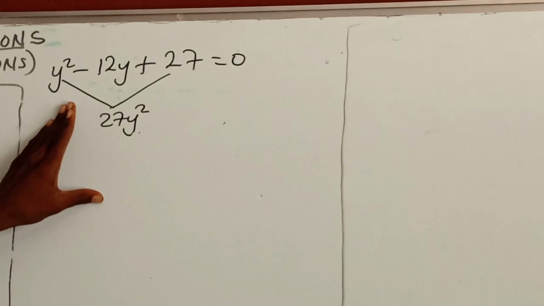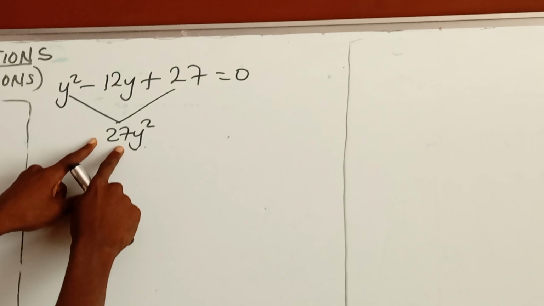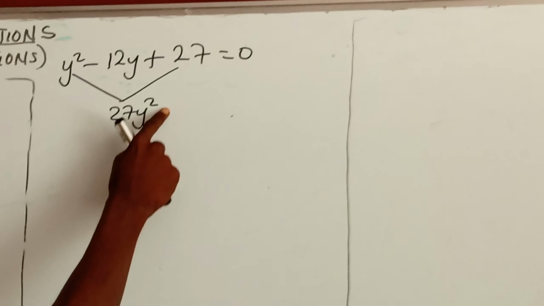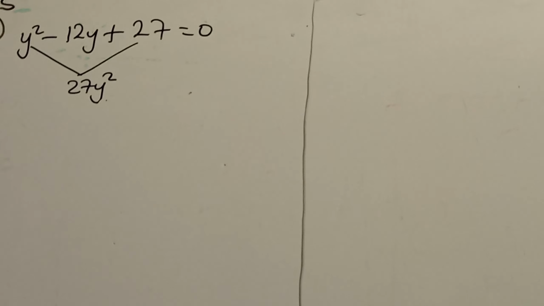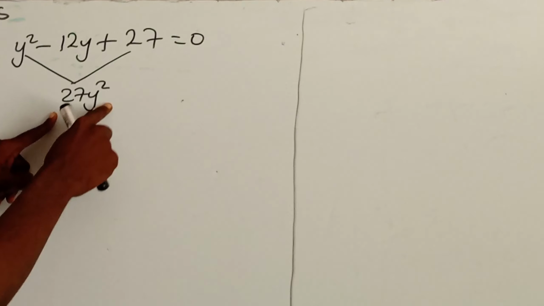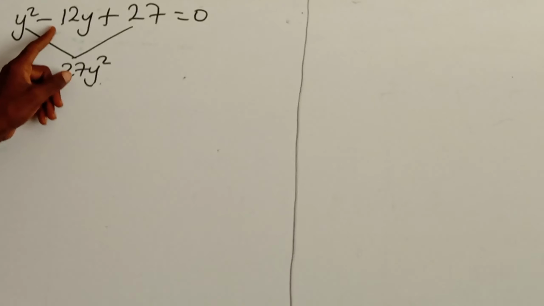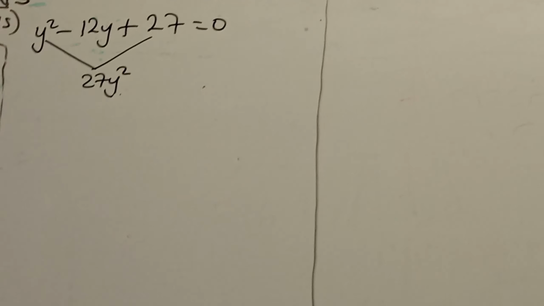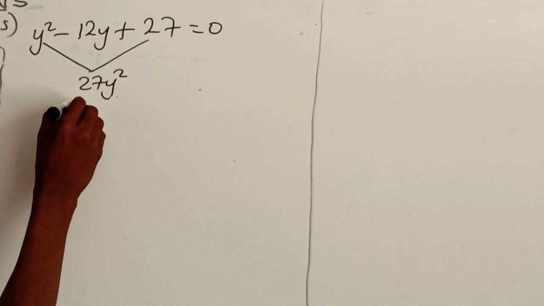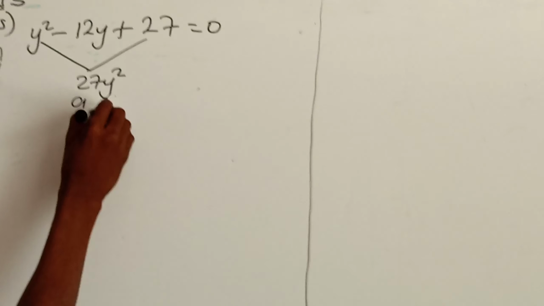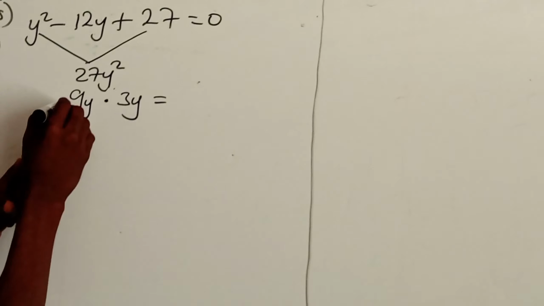So here, if you multiply this and this one, it will give us plus 27y square. So we'll find two numbers, right? When you multiply them, they should give us 27y square. When we add or subtract, it should give us minus 12y. So what are those two numbers? Let's think. Okay, let's say 9y times 3y. Now, let's say two of them, they should have minus.